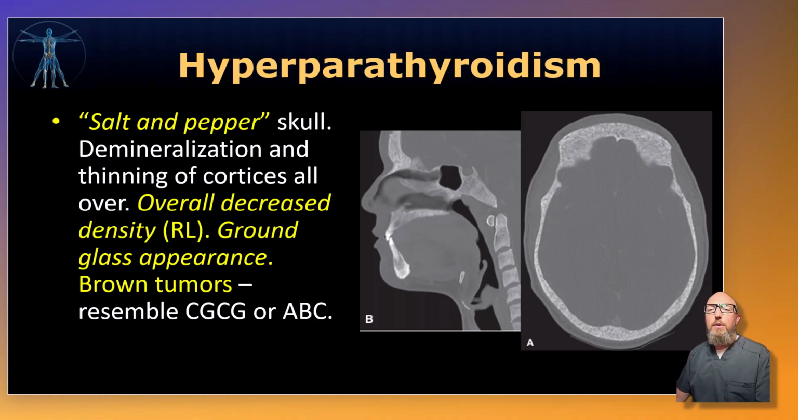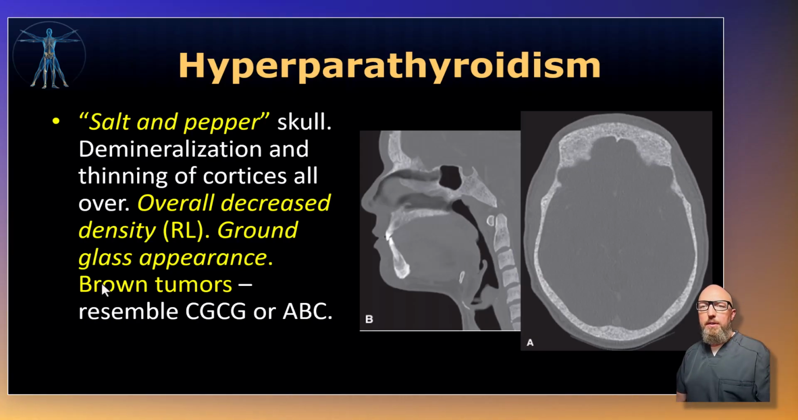And then also brown tumors, which resemble central giant cell granuloma or aneurysmal bone cyst, at least as far as the histopathology goes. But what we're going to see is overall decreased radiolucency, maybe this salt and pepper appearance, and you may see some of these solitary bone lesions that in the presence of hyperparathyroidism we're going to call brown tumors. So did you notice the difference in appearance of this skull here?